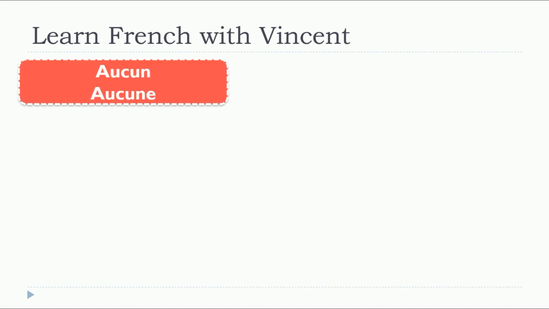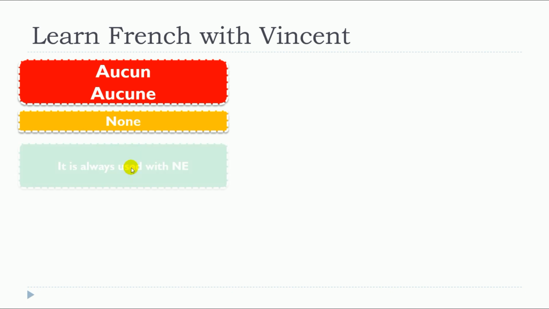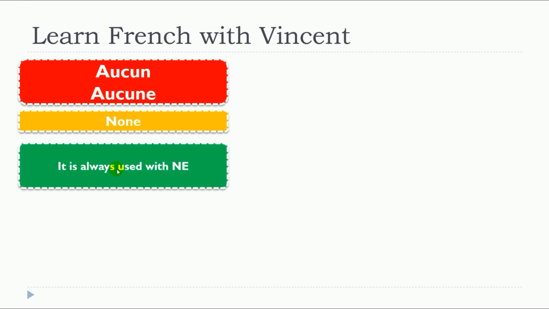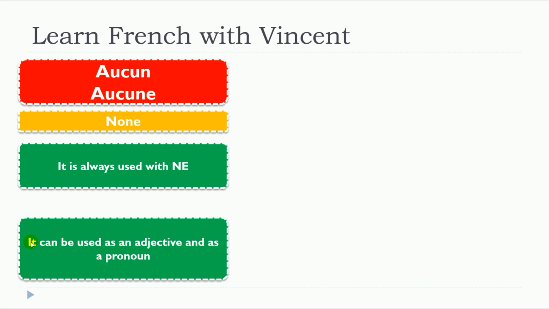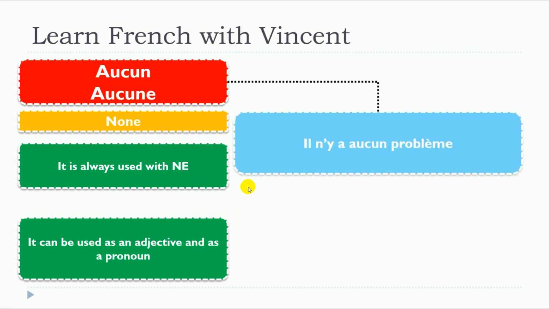So this lesson is about aucun, aucune. They both mean none. It is always used with ne. So this is the first thing that you will have to remember. And the second thing, it can be used as an adjective and as a pronoun. So that will be the tricky thing, and this is the reason why we will cover all the situations. So let's start with the first one.